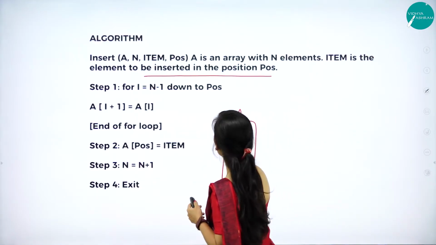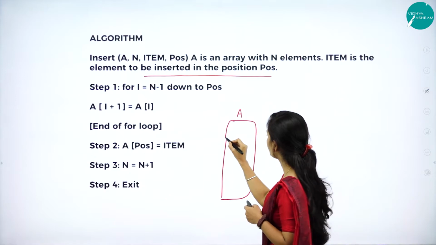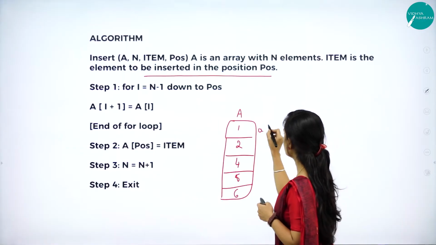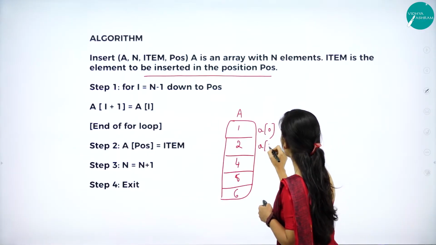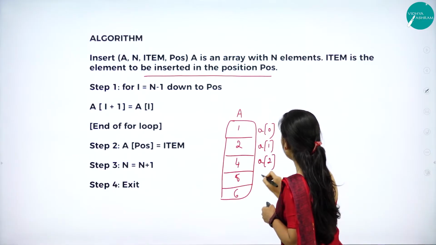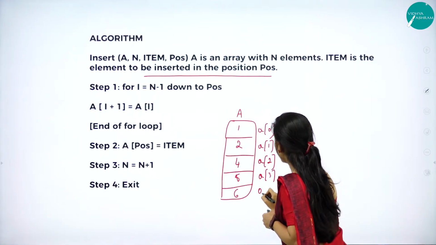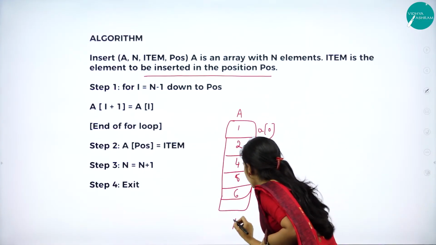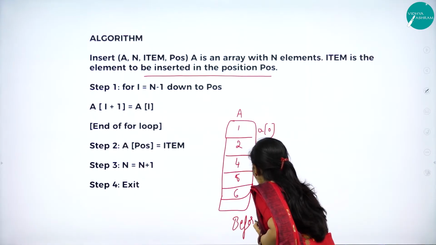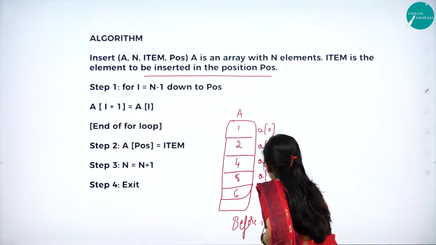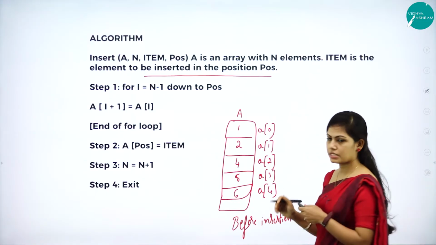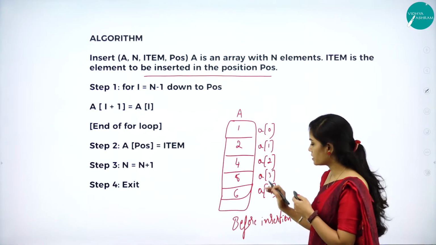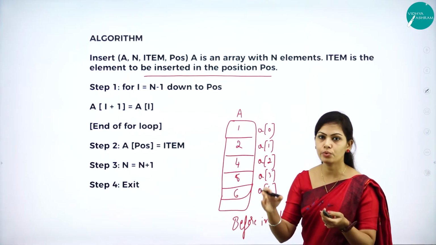So, first we have a number of elements. The locations are A of 0, A of 1, A of 2, A of 3 and A of 4. This is before insertion. Before insertion, your array will look like this. Is there any space for adding a new element? Yes, we have one space to accommodate a new element.